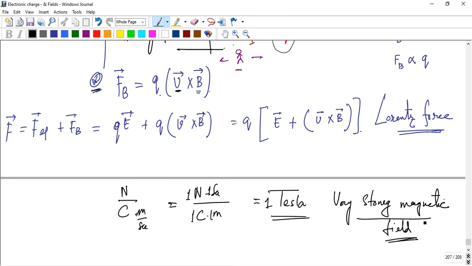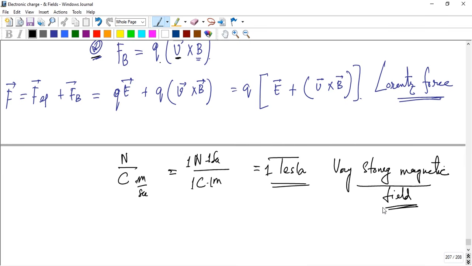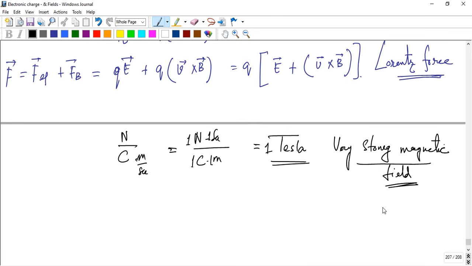Another unit of magnetic field is called Gauss. It's not an SI unit. The SI unit is Tesla. So 1 Gauss is equal to 10 to the power minus 4 Tesla.